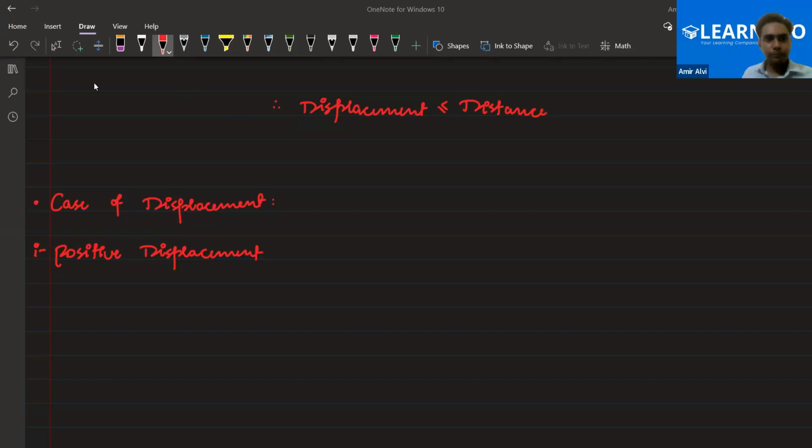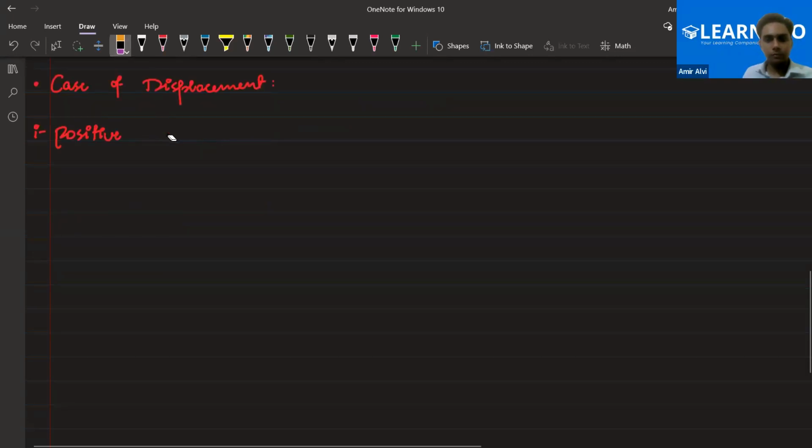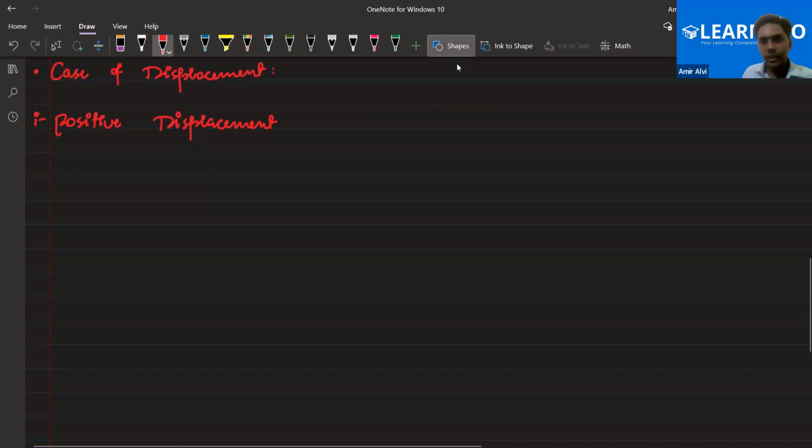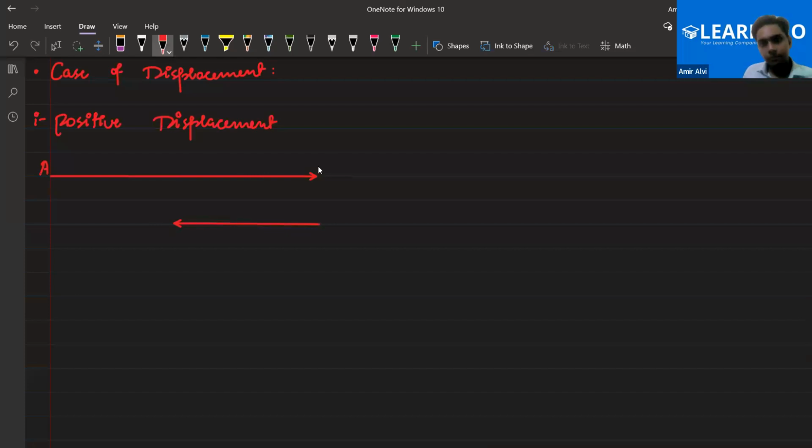Positive displacement. Let's take this point as A to B, and this as B to C. This is point A, this is point B, this is point C. Suppose that this path is 20 meters.